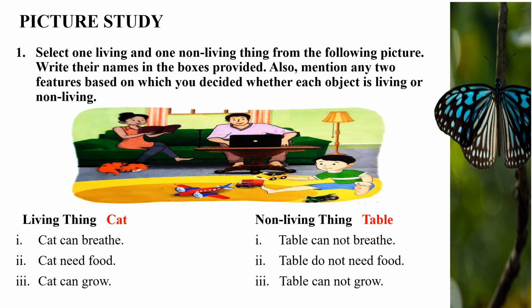Picture study. Select one living and one non-living thing from the following picture. Write their names in the boxes provided. Also mention any two features based on which you decided whether each object is living or non-living. This is a cat. You can see it's a living thing, and the table, a non-living thing. Let's take cat and table. Cat can breathe, table cannot breathe. Cat needs food, but table does not need food. Cat can grow, but table cannot grow.